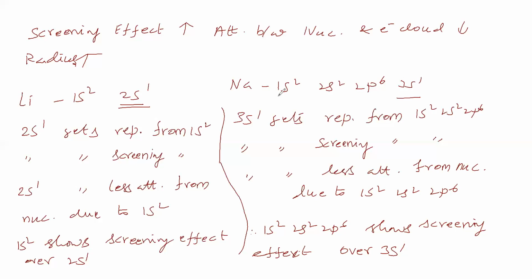So down the group, what happens to the screening effect? Lithium gets a lower screening effect, sodium gets a higher screening effect. So down the group, the screening effect increases. Therefore, attraction between the nucleus and the electron cloud decreases. Therefore, the radius increases. So far, what are the things we have discussed, that we will see.